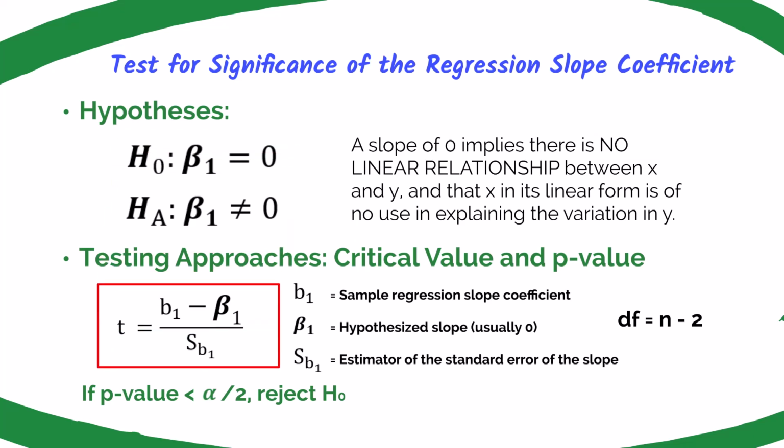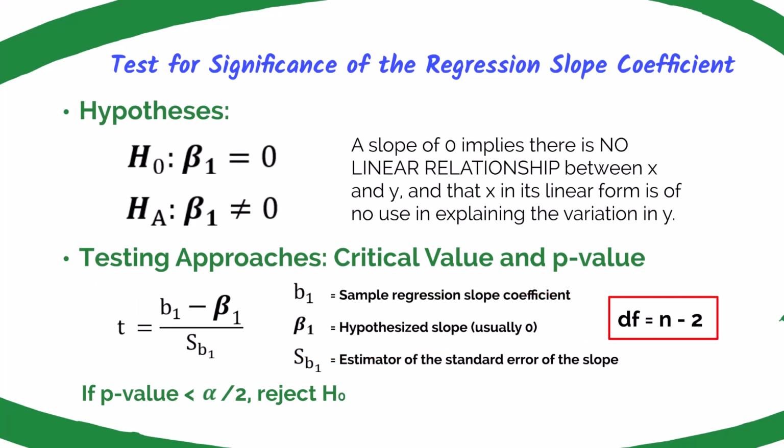Here is the formula for the t-test statistic, where we'll take the estimated slope from the sample minus the hypothesized slope. In this case, we're setting it to 0 since we hypothesized that there is no relationship. We're looking for evidence to tell us whether there is a relationship. Then underneath this is the standard error, specifically the standard error of the slope. The degrees of freedom will be n minus 2.